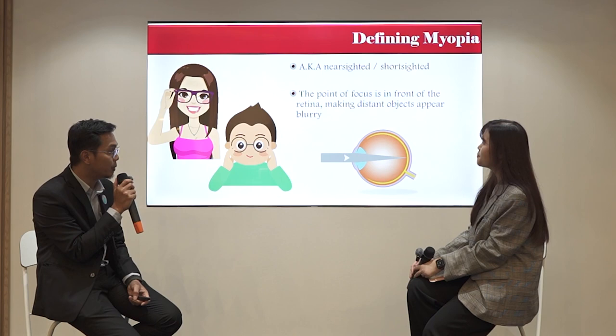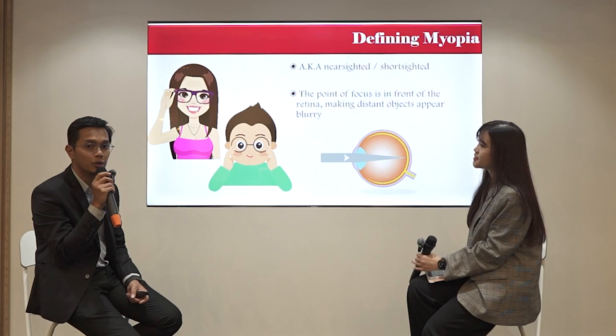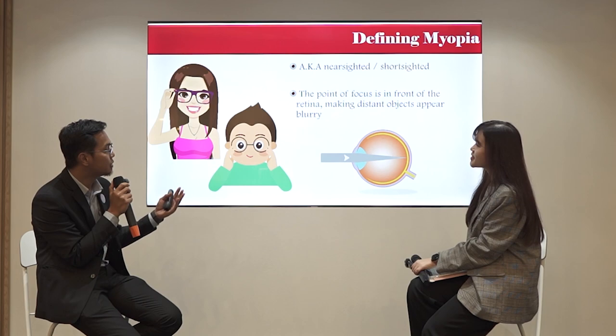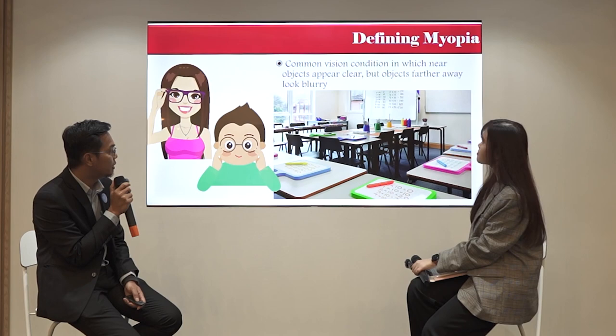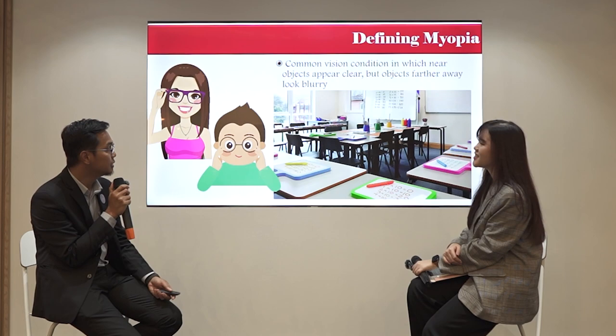Then the second reason is because your eye power is higher than normal. Why can it be higher? Because of the curvature of your cornea. Sometimes the curvature of the cornea is too steep, making the image focused in front of the retina. So people who have short-sightedness or myopia will have a problem seeing far away. Normally near images are clearer, except the far away. Yeah?